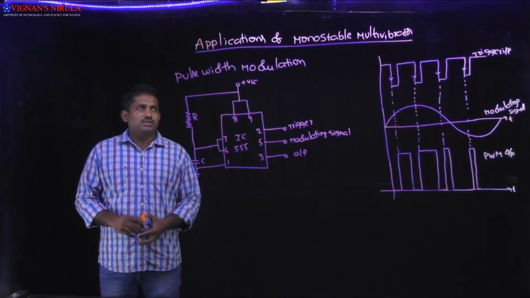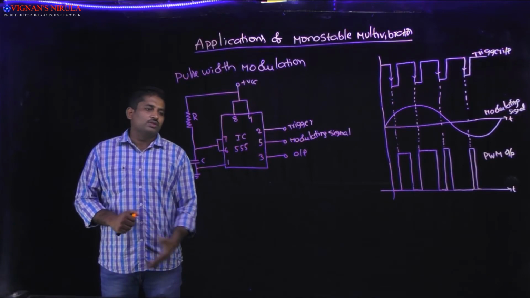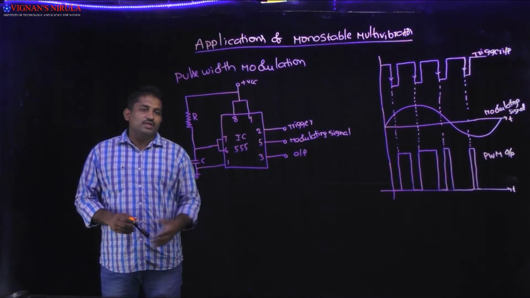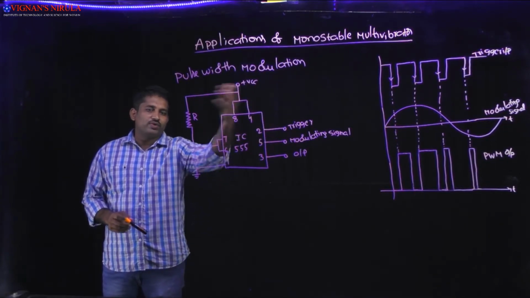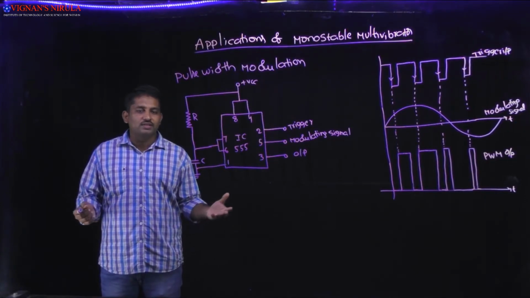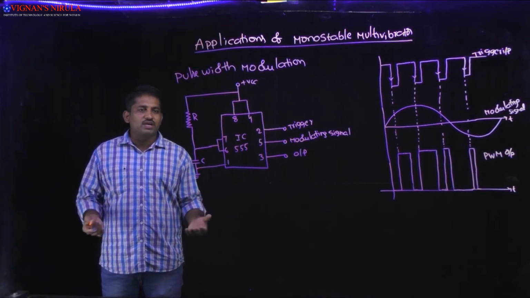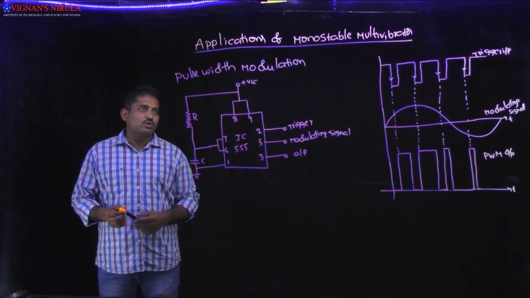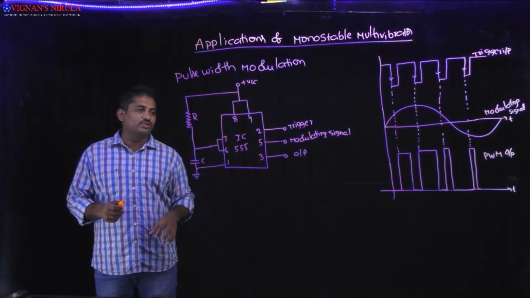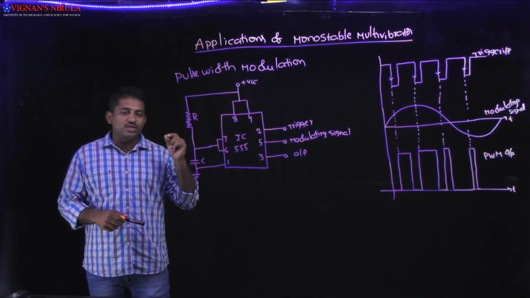In this case, the monostable multivibrator will be used as a pulse width modulator. This figure represents the pulse width modulation. If you observe this figure, it looks like a monostable multivibrator, no doubt. For the IC555, if you connect R and C externally, then it becomes a monostable multivibrator. So, to act as a pulse width modulator, you have to apply the modulating signal at the control voltage input.